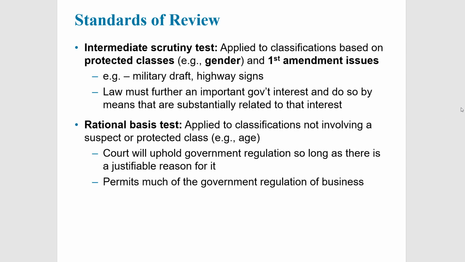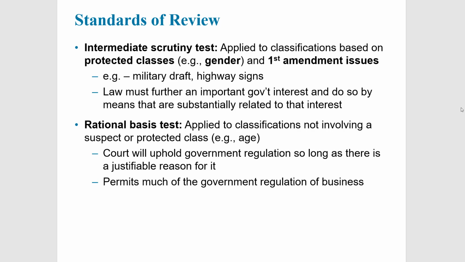Backing off strict scrutiny, we have the intermediate scrutiny test. This would be applied to classifications based on protected classes, an example being gender, and First Amendment issues. So some examples here being the military draft has historically treated gender differently because males have to register for the draft, whereas females do not.